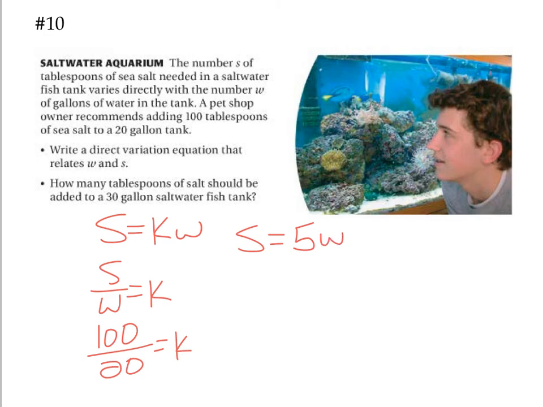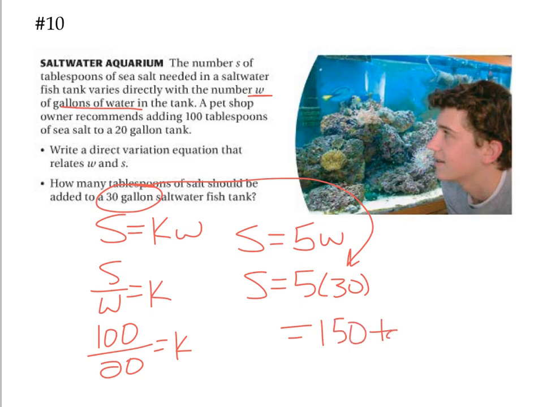So S equals 5W. And this is how many tablespoons of salt should be added to a 30-gallon saltwater fish tank. So S equals 5 times 30. The 30 gallons, that's our W. W is the number of gallons of water. So we can take the 30 and plug it in for W, and we would need 150 tablespoons of salt for that particular size tank.